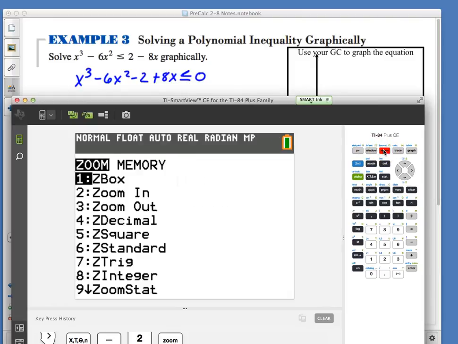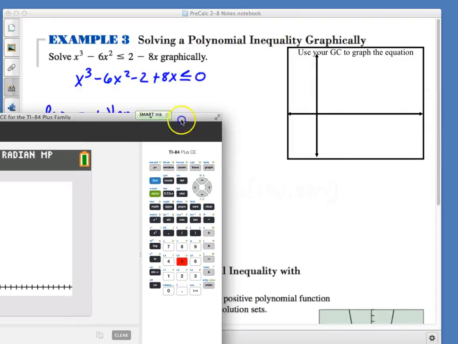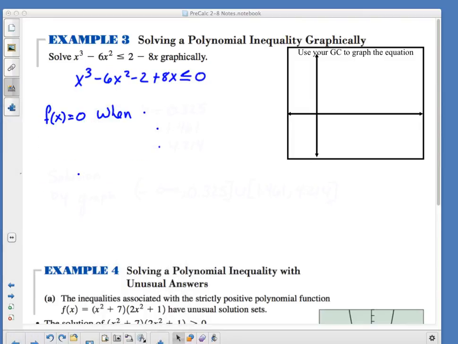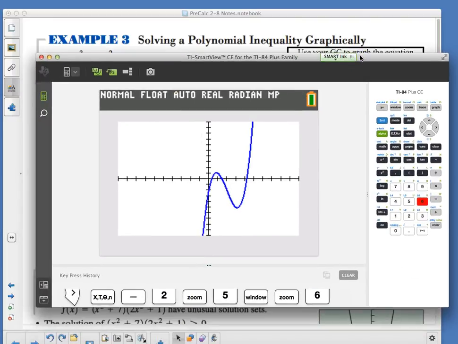I'm going to make sure that it's going to take a squared window. Okay, I'm going to put in 5. Ooh, didn't take that very well, did it? Let me see what's going on with that over here. Sorry about that. Zoom. Let's go with a 6 standard. Okay, there it goes. Not sure why it didn't take the first one. But there it is. There's my function.